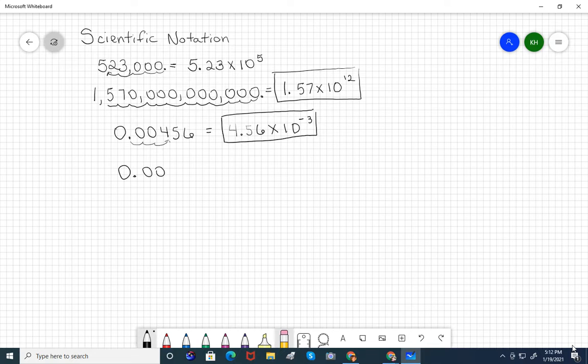Let's do one more. Make it a really small number. So when we go to write that in scientific notation, we want the decimal point right there. So it'll be 8.23 times 10, and then we count. 1, 2, 3, 4, 5, 6, 7, 8. So we have 10 to the negative 8. If I took 8.23 and divided it by 10 8 times, this is the answer that I would get.